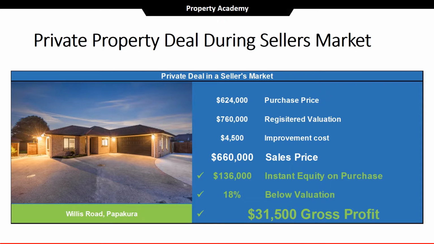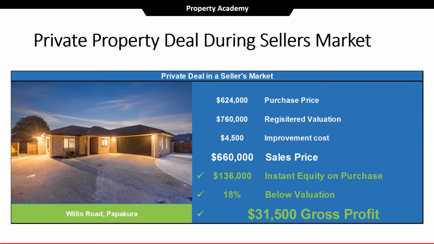So the next example I want to show you guys is a private deal that we've done in a seller's market. And you'll remember a seller's market is where it benefits the sellers more than the buyers. It means the buyers are all ready to go, there's a huge demand for it, and the seller can pretty much dictate the prices they want.